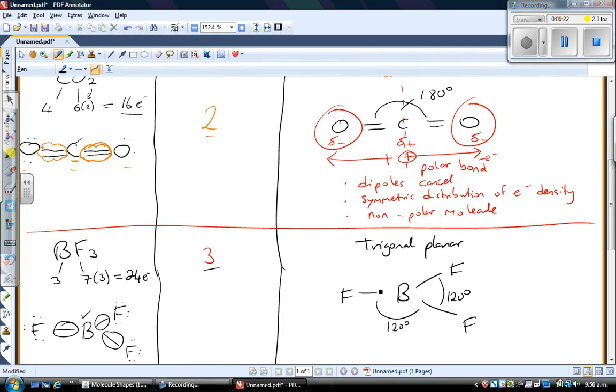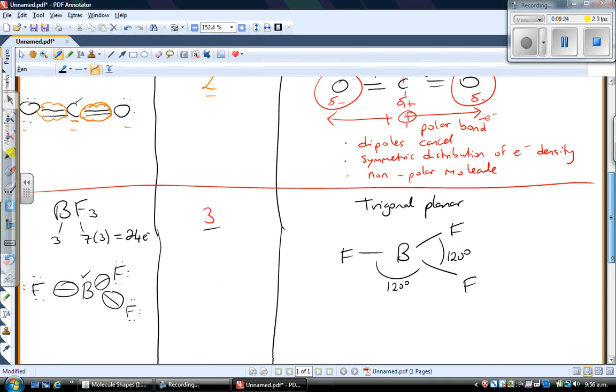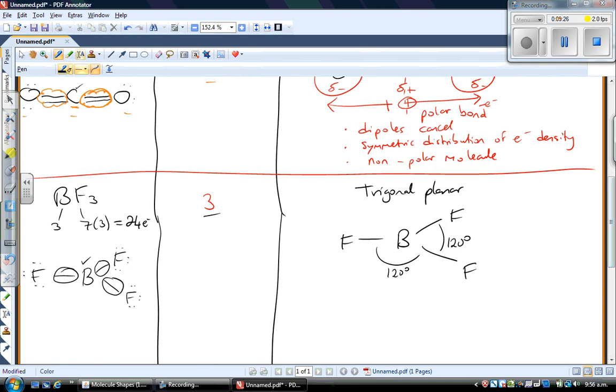Now, just to talk about the polarity of a trigonal planar molecule, in this case we do have 3 polar bonds. Fluorine is the most electronegative element in the periodic table, so it's where the electron density is moving towards. But if you notice, the polar bonds are pulling in opposite directions.